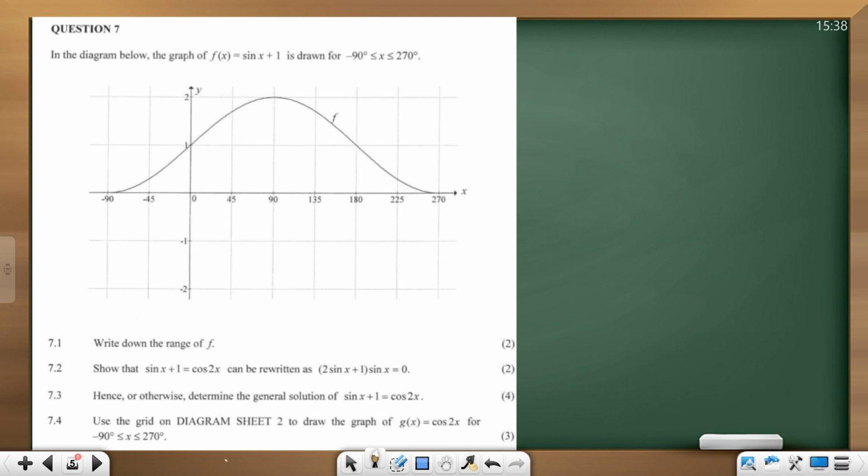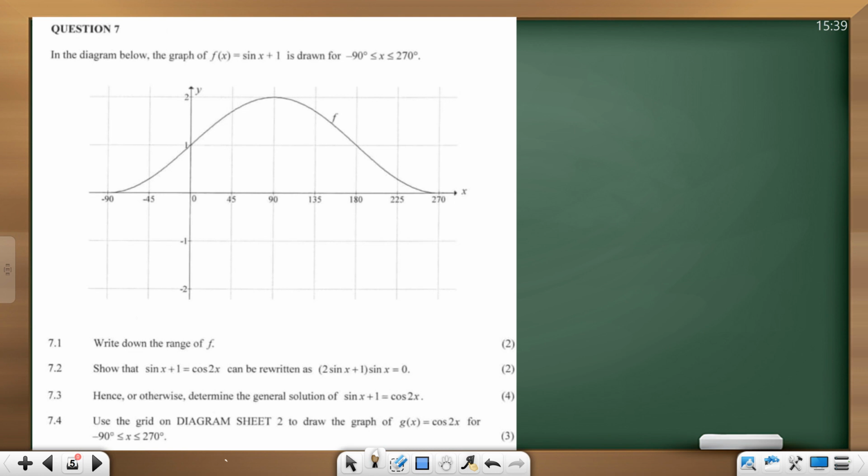Okay, guys, I can only do one question at a time. Can you please hold on? There's something here that I want us to see. Someone just sent me this question some few minutes ago. In the diagram below, the graph of f of x is sine x plus 1, drawn from negative 90 to positive 270. Write down the range of f.